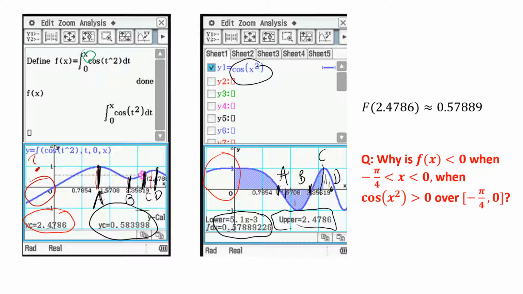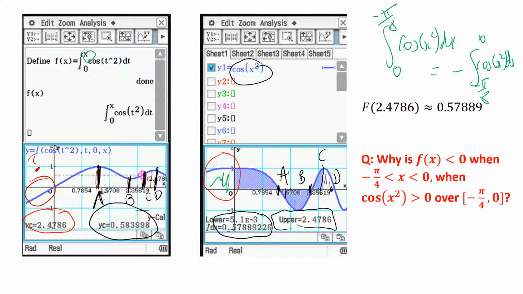And so what the integral is doing is making that, therefore, a negative value. So even though this is positive, because we're integrating, say, from 0 to, say, minus pi on 8, cos x squared dx, that'll of course be the same thing as negative the integral from 0 to minus pi on 8 of cos x squared dx, which we know is a positive value.